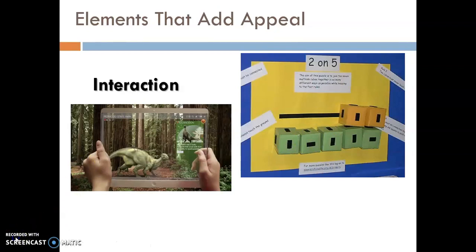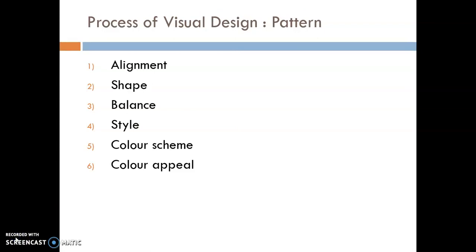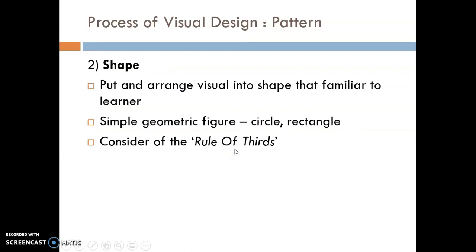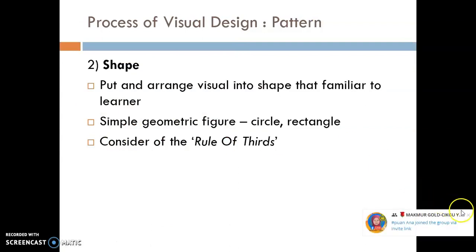Okay, next is 6 processes of visual design, which is pattern. The first one is the alignment, which is we should do a balanced alignment, and some imaginary horizontal and vertical lines. Also, viewers spend little effort making sense of what they are seeing. And the shape, put and arrange visuals into shapes that are familiar to the learner. And then okay, I will show you an example of the shape. Okay, for the shape, simple geometric figures, a simple rectangle, and we also use the rule of thirds.